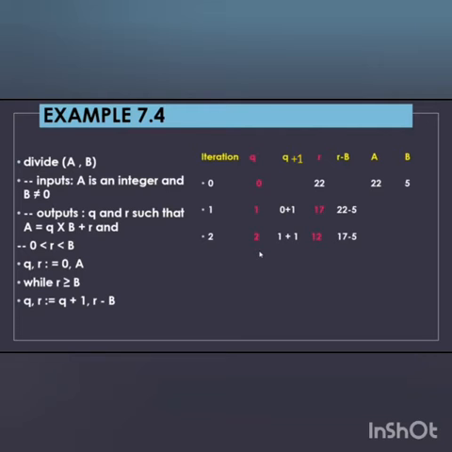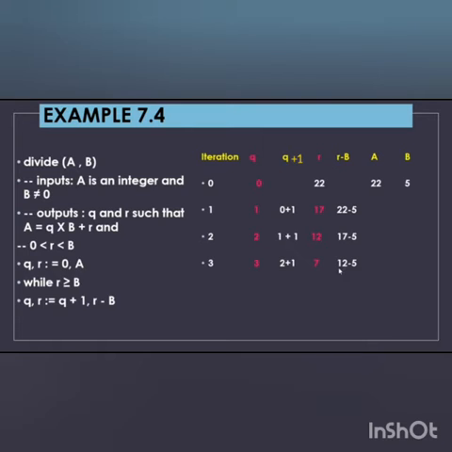Again, the condition will be checked: 12 is greater than or equal to 5. Yes, the condition is true. Then Q will be incremented by 1. What is the value of Q here? 2. So 2 plus 1 is 3. The value of Q is 3 here. Then R minus B, that is 12 minus 5, the value is 7. So the current value of Q is 3 and R is 7.